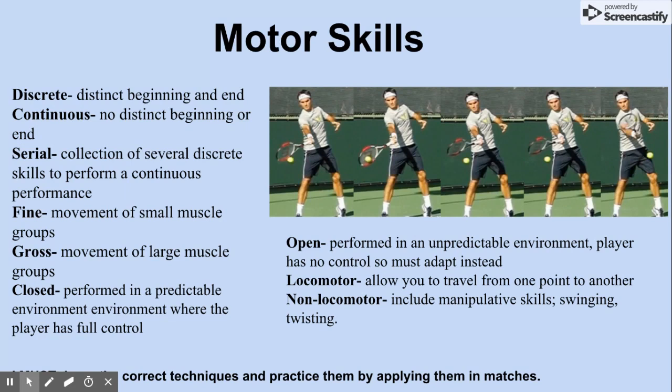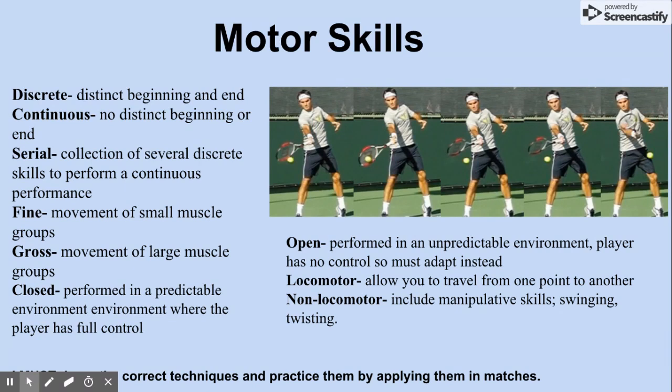A closed motor skill is performed in a highly predictable environment where the player has full control of the timing of movements, can initiate action when they're ready, and doesn't have to consider environmental changes, such as the position of the opponent. A closed motor skill performed in tennis by masters is practicing the forehand against the ball machine on a consistent setting.